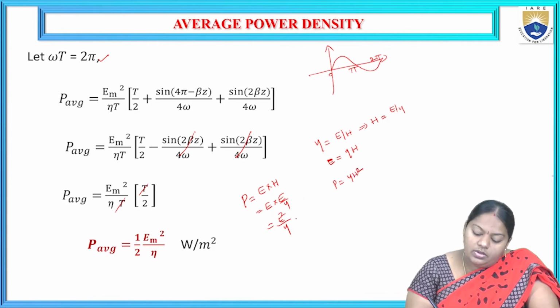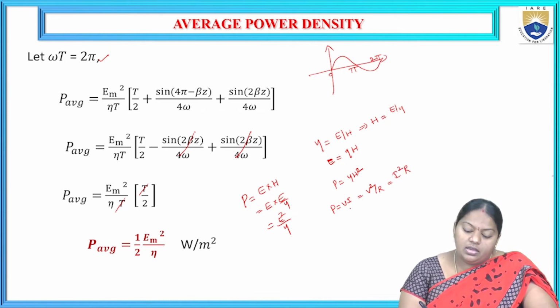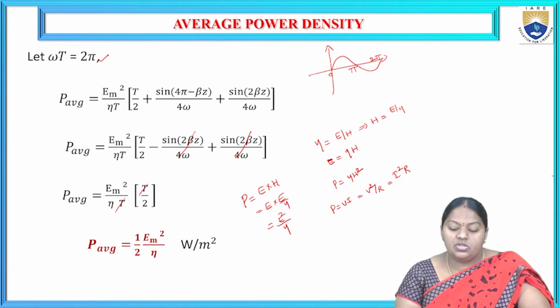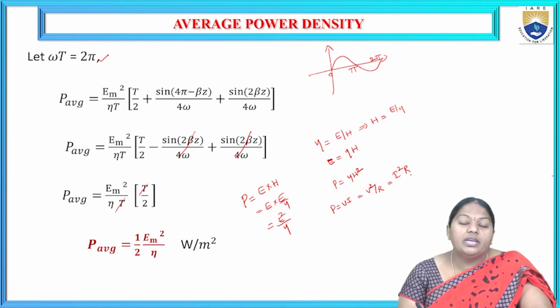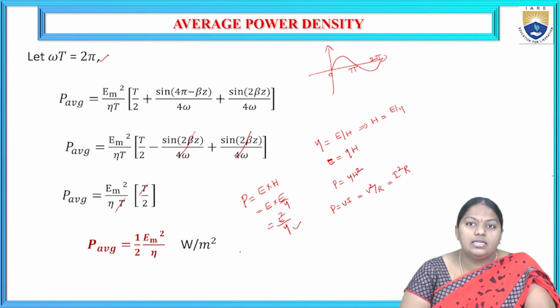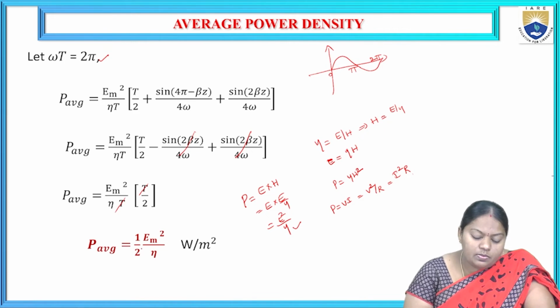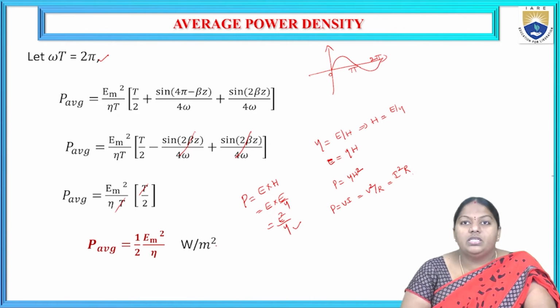Okay. So, in general, the power equation is P equal to V into I, or V square by R, or sometimes I square into R. Similarly, here also V and I are replaced by E and H, and V square by R becomes Em square by eta, and I square R becomes Hm square into eta. So in place of R, here we have intrinsic impedance eta, right? Average means we are supposed to consider 1 by 2 of that function. Hence, average power density is given by 1 by 2 Em square by eta, and it is measured in watts per meter square.